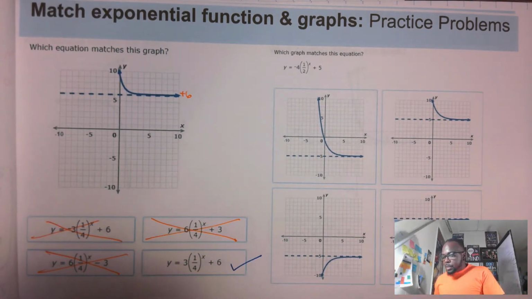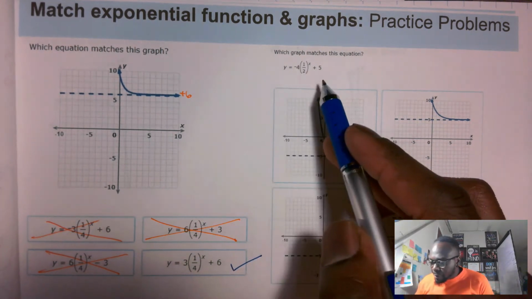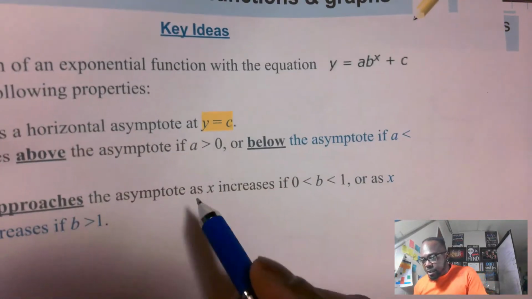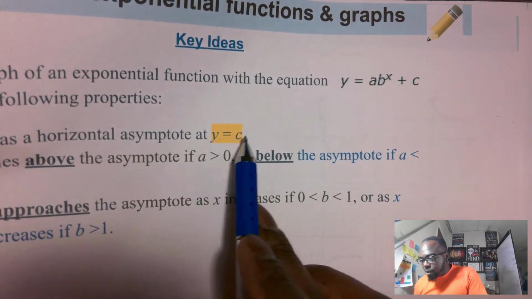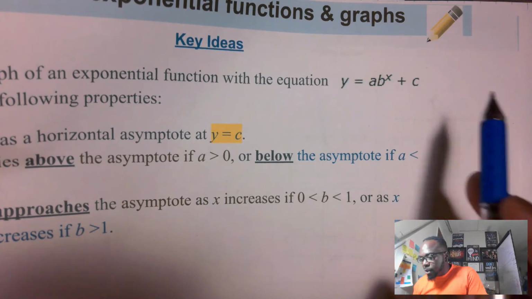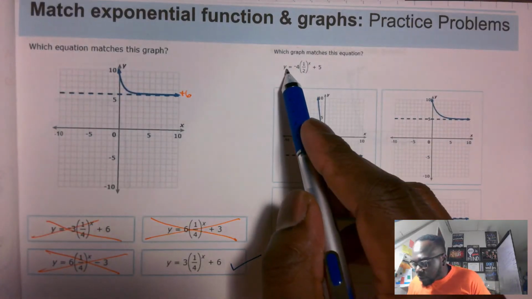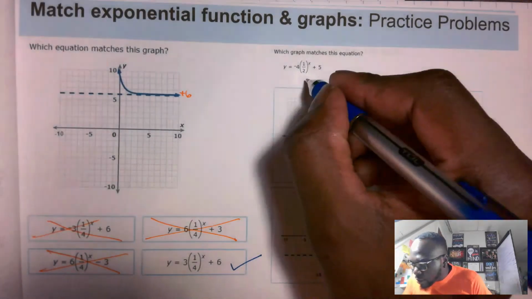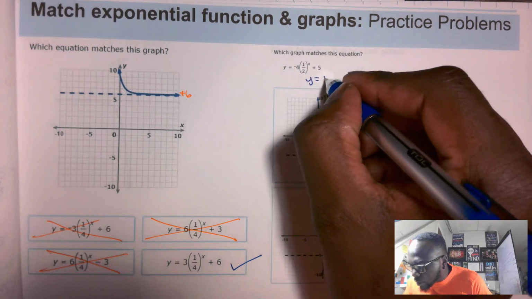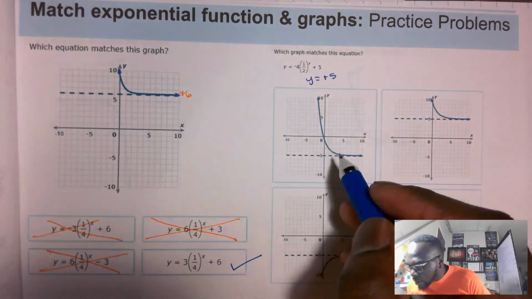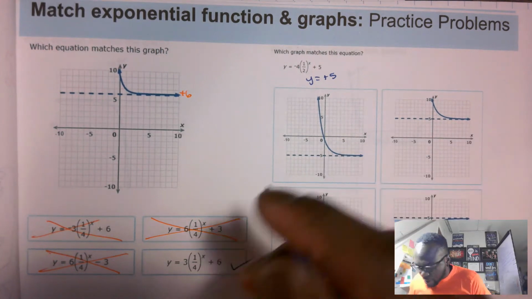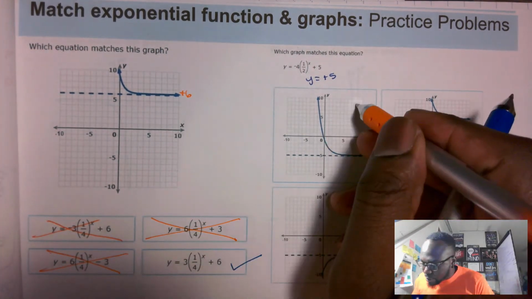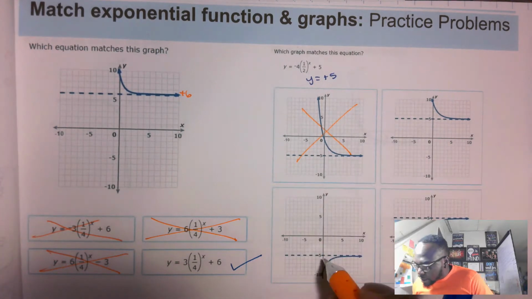Again, let's look at another example. The first thing we're going to look at is the horizontal asymptote, y equals c. So let's look at the one we have here. Y equals c means y equals positive 5. So let's look at our asymptote. It has to be positive 5. This is negative 5, so I can go ahead and put an x through that. And this is negative 5.